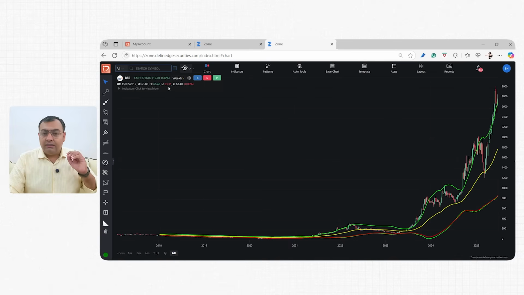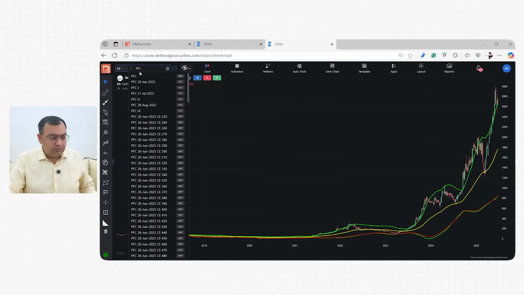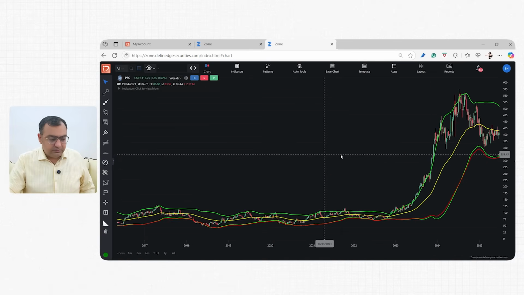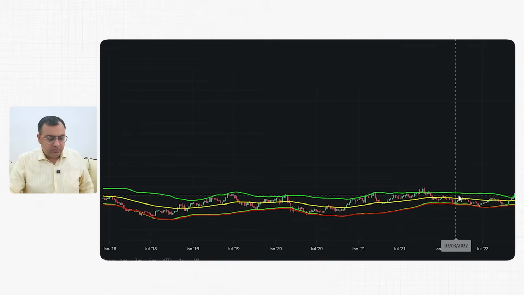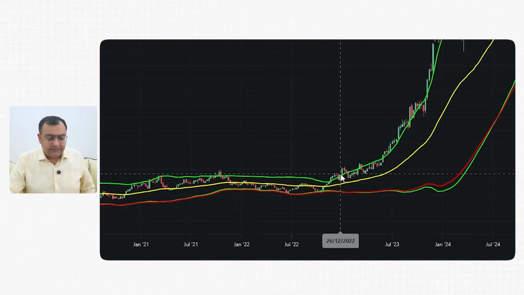This kind of strategy will help you out when there is a squeeze and the stock is breaking out of a bigger range. Okay, I remember one trade based on this was PFC. Let me go to this PFC and show you. Look at this PFC. It was consolidating for quite a longer period and then it went above this high, it came into a scanner.